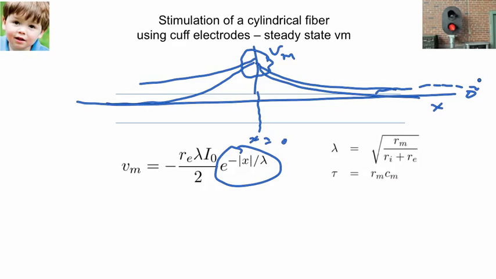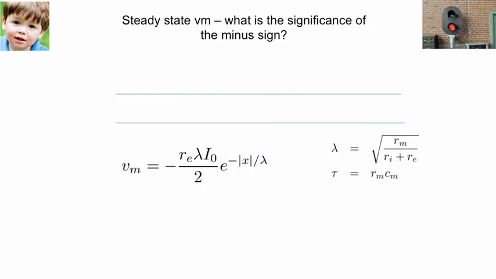Well, people just at that time did not understand the solution with cuff electrodes of this cylindrical fiber question. It doesn't go further because you put in more current. The spatial extent is controlled by lambda, which is within the cable itself. So let's just look at one more question. In the result, what is the significance of the minus sign? See right there, there's a minus sign.